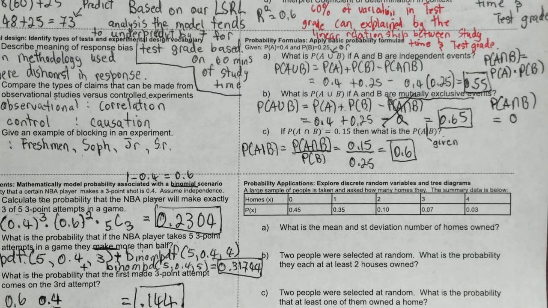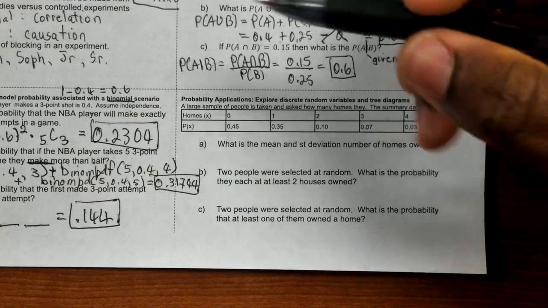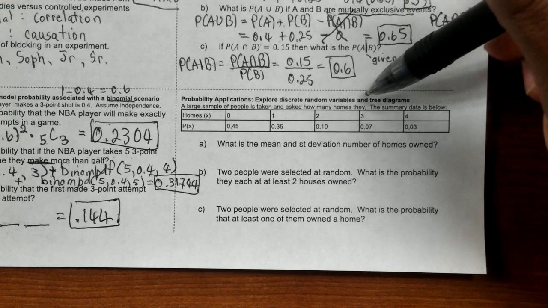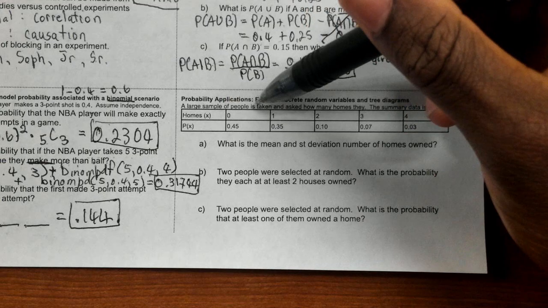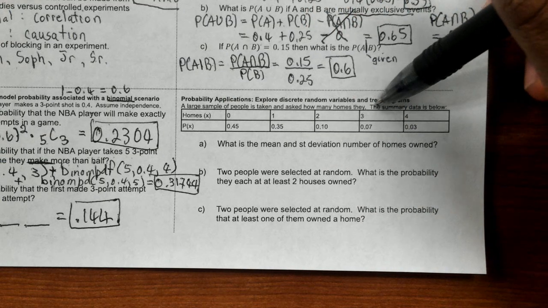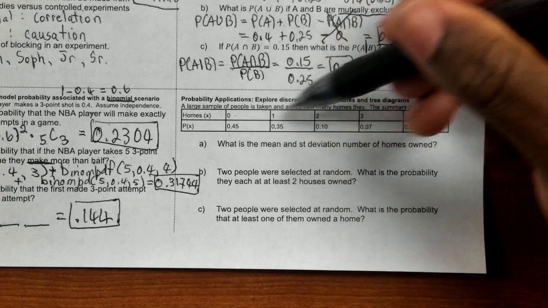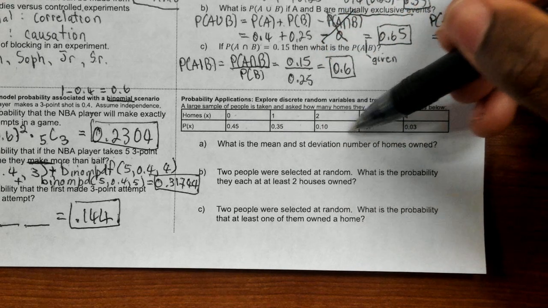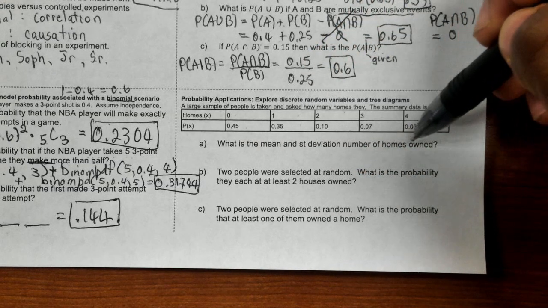Okay, so the last question, guys. It wants us to explore discrete random variables and the tree diagram. A large sample of people is taken and asked how many homes they have. The summary data is below: 0 homes with this probability, 1 home with this, 2 homes, 3 homes, and 4 homes. What's the mean and standard deviation of the number of homes?